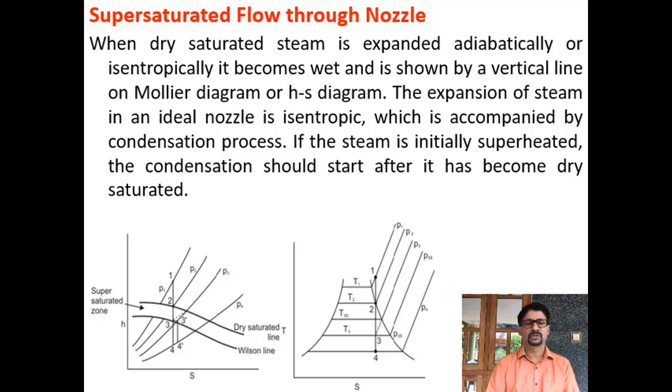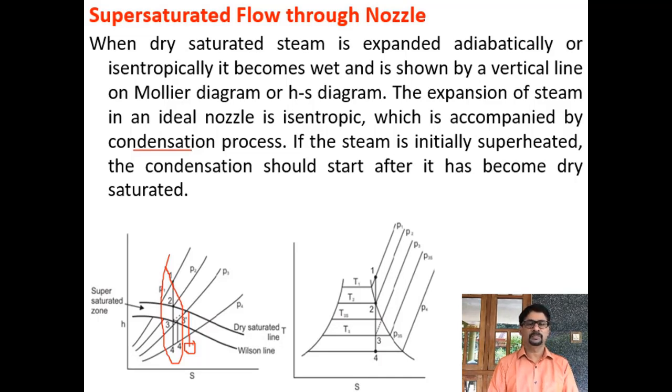So you know that the process of expansion is always isentropic, suppose if it is ideal expansion or for an ideal nozzle. Now, this isentropic process is shown by the vertical line, you can see. Now suppose the steam is dry saturated in the beginning, so if this is a point here, after expansion you can see the steam will be in the wet region. That means the expansion is accompanied by the condensation process.